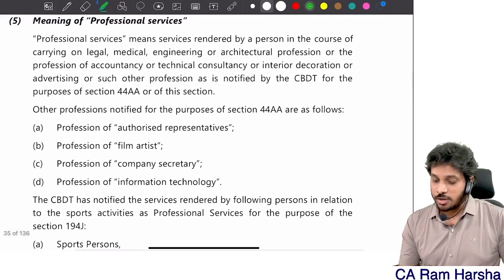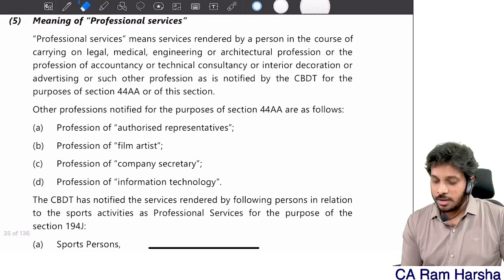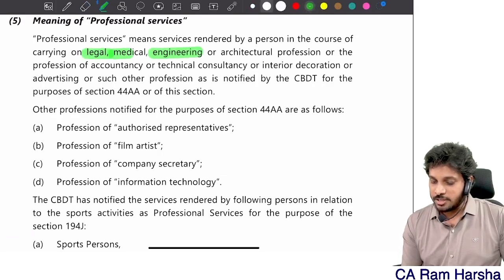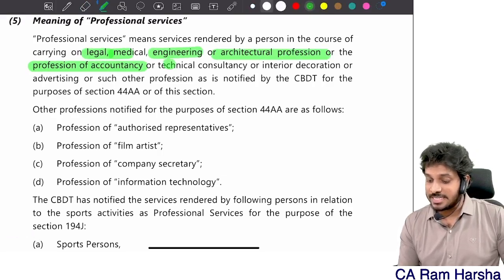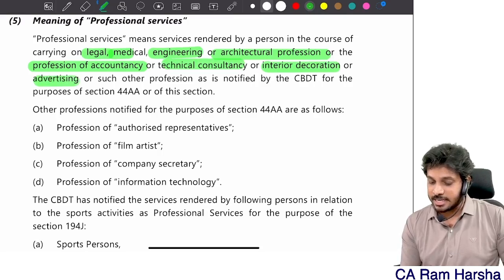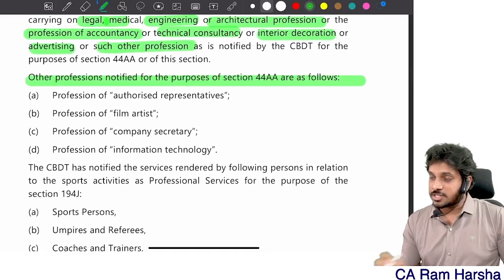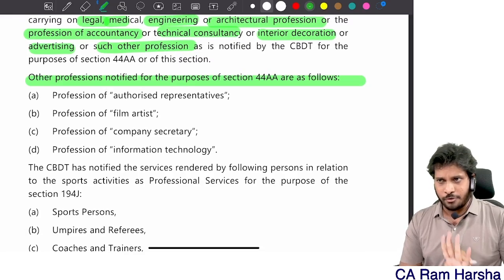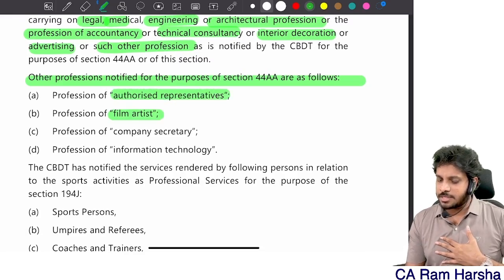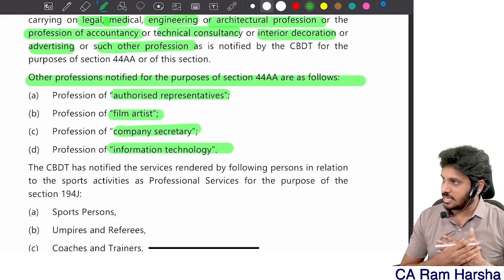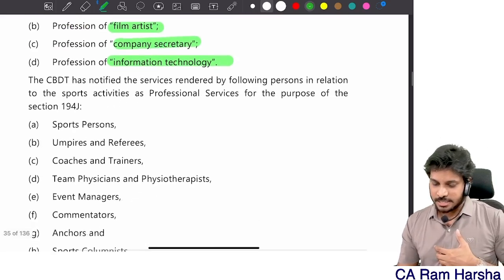Professional service means what? It means a person carrying on legal, medical, engineering, architecture, accountancy, technical consultancy, interior decoration, advertising, or such other profession, and some other professions notified by CBDT. Four are notified. What are they? Authorized representative, film artist, company secretary, information technology. Are you getting it? Next.